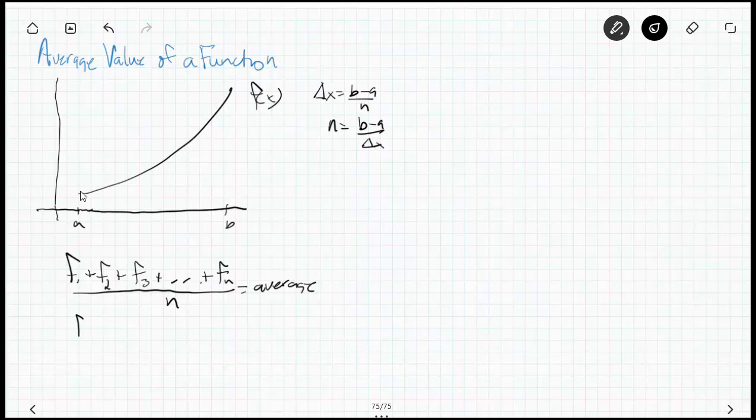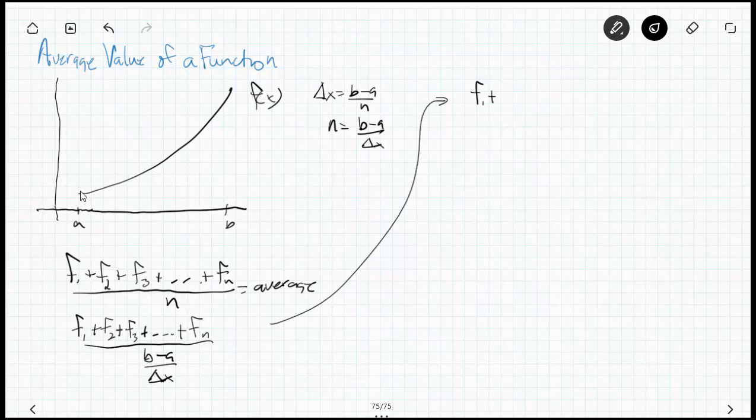So watch what happens. I'm going to do f1 plus f2 plus f3 plus dot, dot, dot, plus f sub n over b minus a over delta x. Well, with a little bit of algebra, and you're probably seeing where this is going, f sub 1, f2, f3 plus dot, dot, dot, plus f sub n, put that in parentheses, bring the delta x up on top, and divide by b minus a.